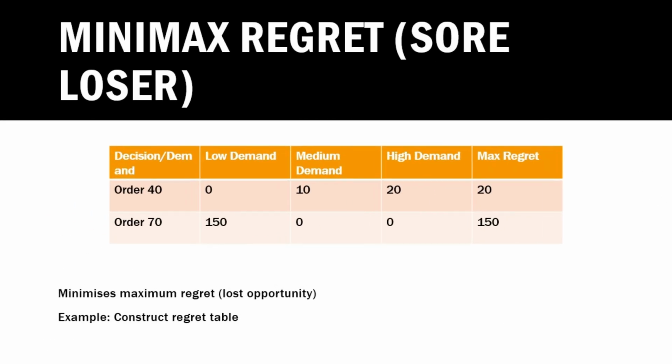The Minimax regret rule is about avoiding regret. We create a regret table that shows how much we lose by not choosing the best option. Then we select the option with the lowest maximum regret. This method is useful for managers who want to minimize missed opportunities.